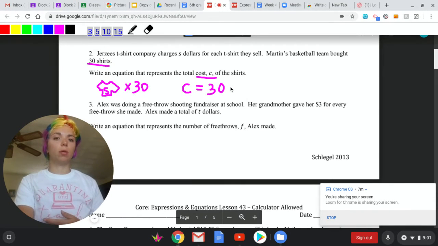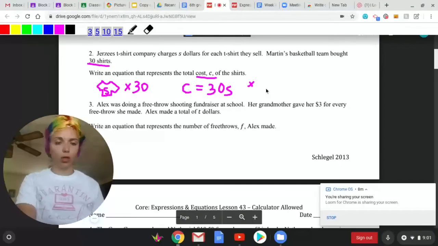30S, because we don't necessarily need a multiplication symbol in between the two, because we know when a number is next to a letter, it means to multiply them. But if you like to have that dot, you could use that. I would not encourage you to use this type of multiplication symbol, because that can be easily confused with the X variable now that we're working on algebra and such. So either use a dot or just leave it like this.